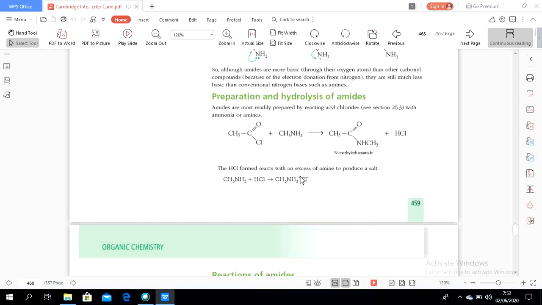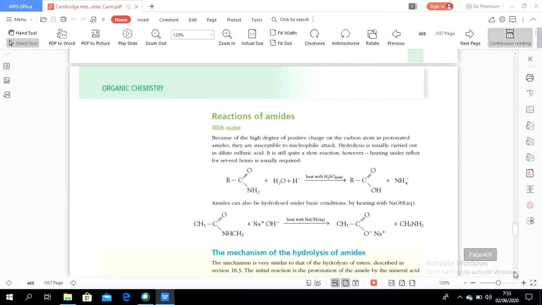The HCl formed reacts with an excess of amines to produce a salt. When we discussed the subchapter on amines, we already learned that HCl reacts with amines to form a salt. Okay, reactions of amides. Reactions of amides with water.